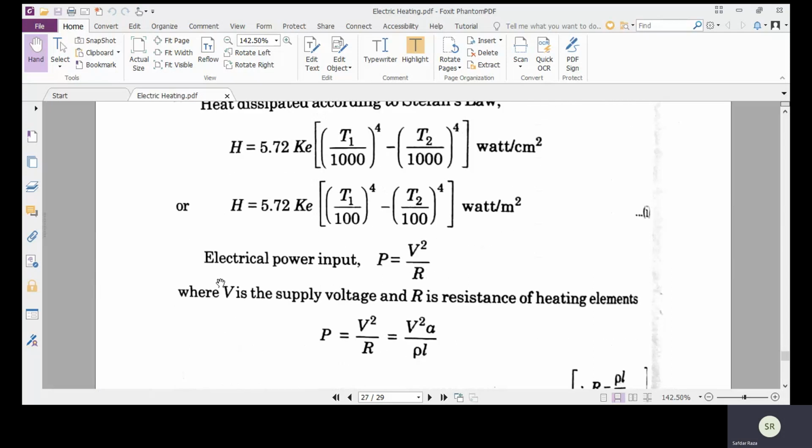Now the electrical power input is given by P, which is equal to V squared by R, where V is the supply voltage and R is the resistance of the heating element.